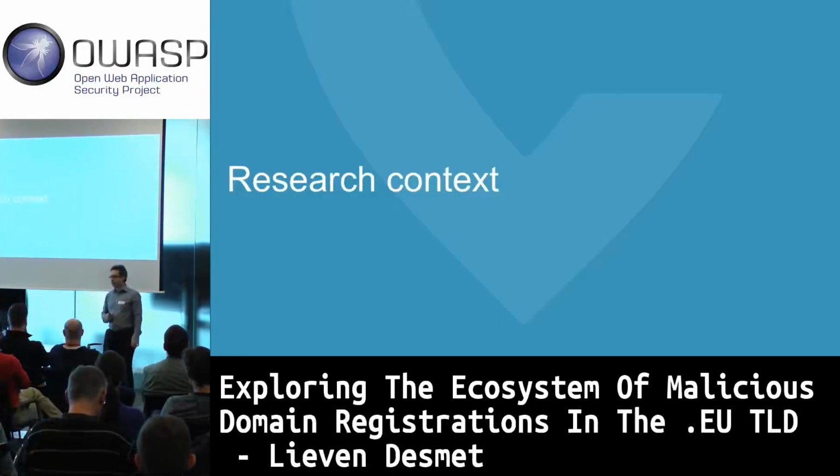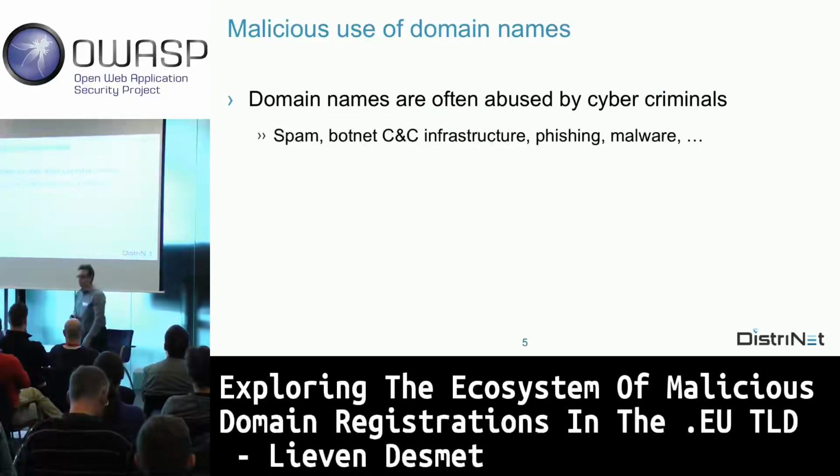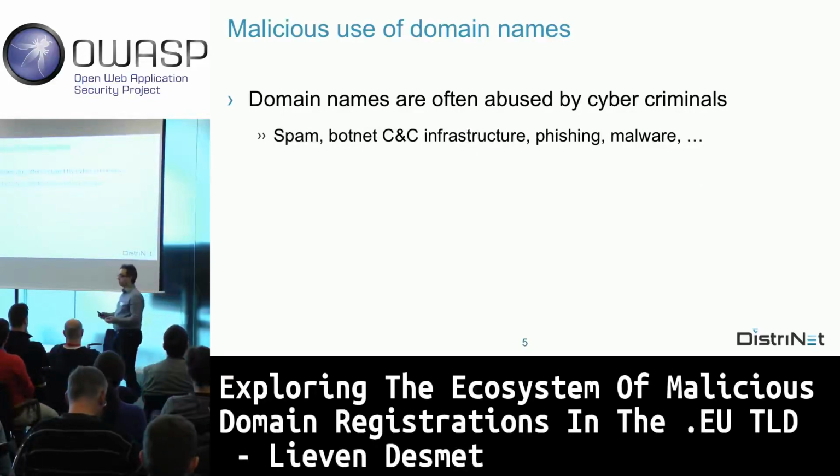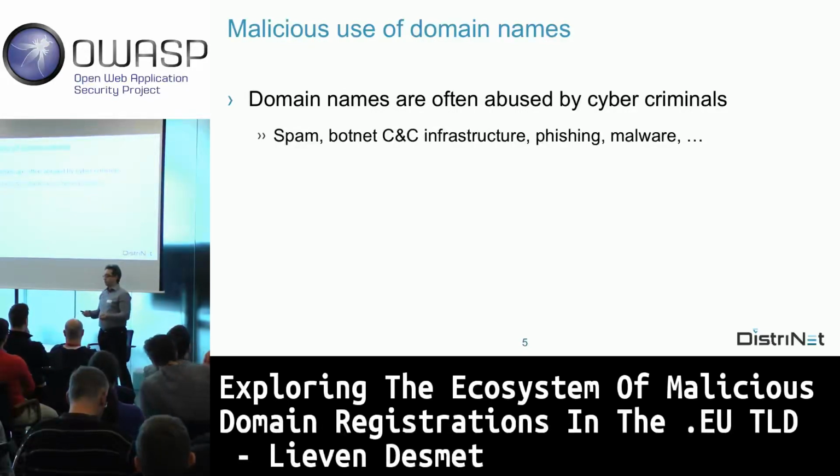So what are those malicious domain names? Well, most of you here are already very familiar with the fact that domain names are a key factor in the internet and also for attackers. They use this as an enabler to launch their attacks. For spam, they need domains to send their mails from. To communicate with the command and control in botnets, they need domain names because they're much easier to replace or to update than fixed IP addresses. Same for phishing and for malware.